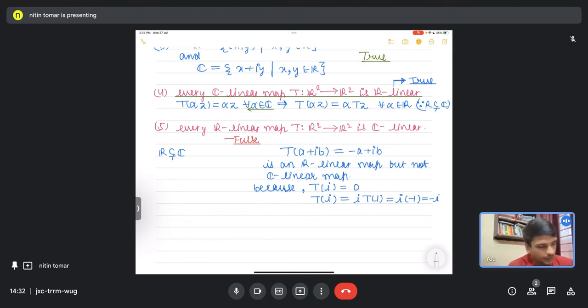So, one concrete example is this: T(a + ib) = -a + ib. This is an R linear map, but it is not a C linear map. Why? Because if it is, then T(i) by definition should be 0, right? But T(i) can be written as i times T(1).